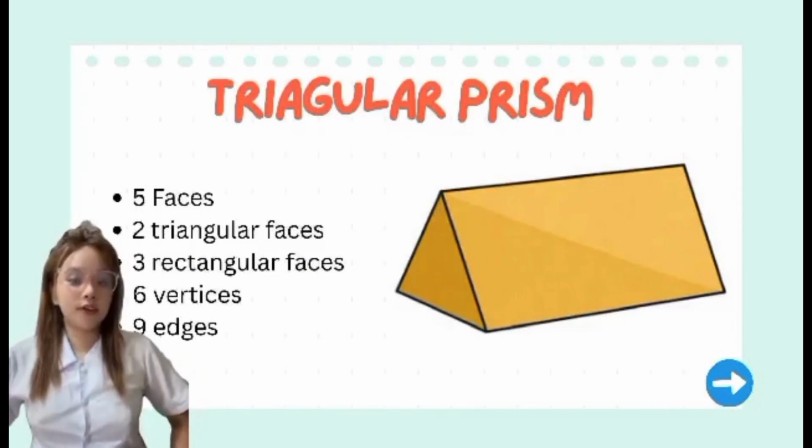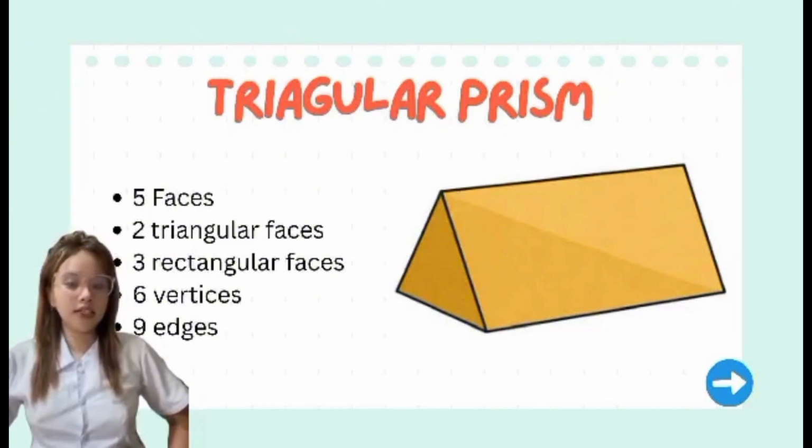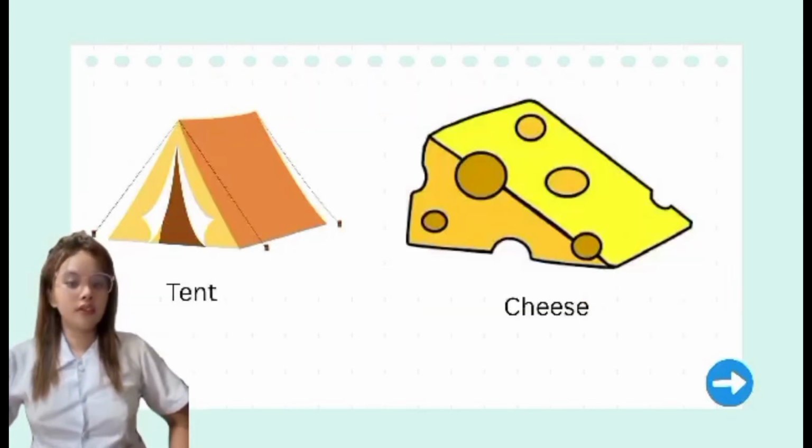This is a triangular prism. A triangular prism has 5 faces: 2 triangular faces and 3 rectangular faces, 6 vertices, and 9 edges. So here are the real-life examples. There's a tent and a cheese.